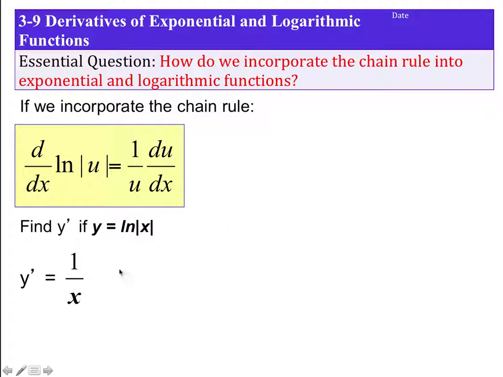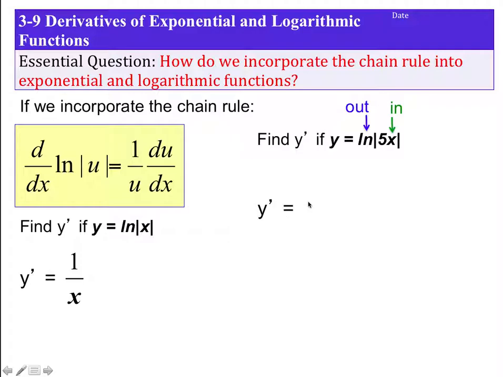It's 1 over what you see in the brackets. No chain rule is necessary because the chain rule would be dx over dx, which is just 1. Here's where we need to use the chain rule, where we have something more complicated than just a straight up x. So here we look at this as the outside and the inside function.